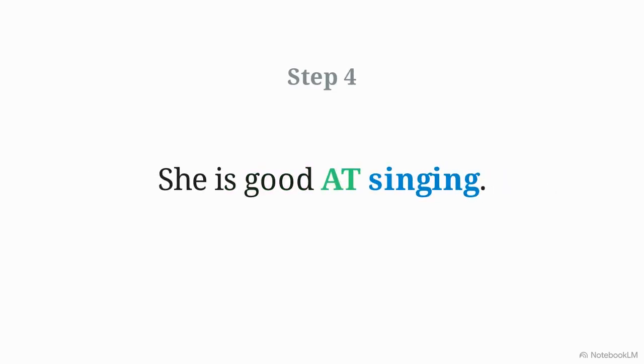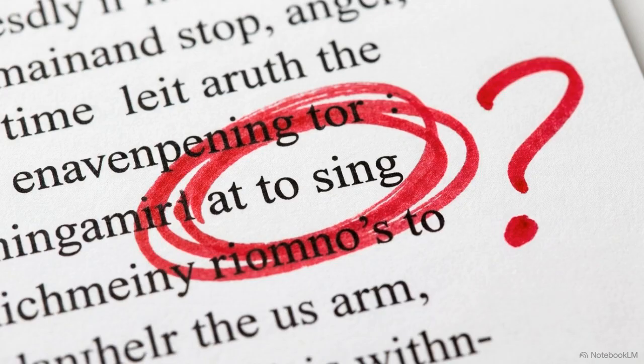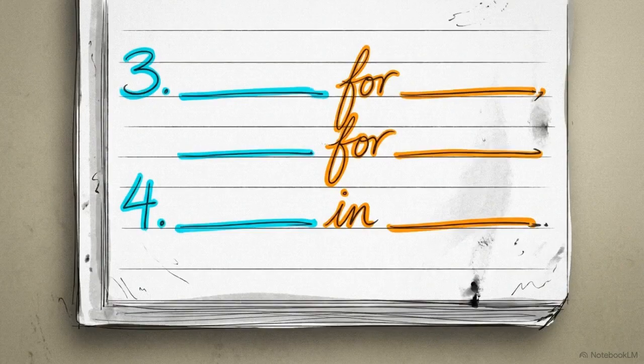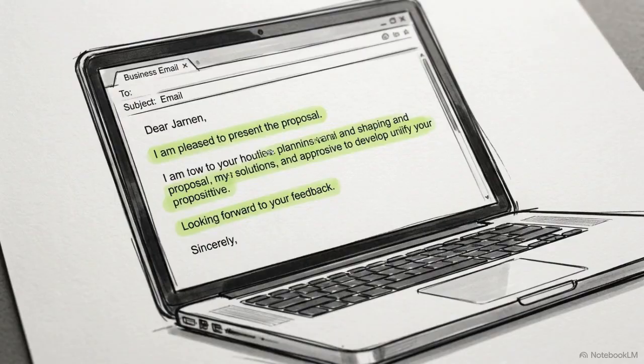For example, he left without telling anyone. And step 4, she is good at singing. Using an infinitive here, like good at to sing, is a structural error that signals a lack of control over basic English mechanics. Write sentences 3 and 4 on your paper now. You must use the preposition for in one and in the other. Applying this mechanical rule provides a consistent framework for handling actions after prepositions, which is a frequent point of confusion in professional writing.